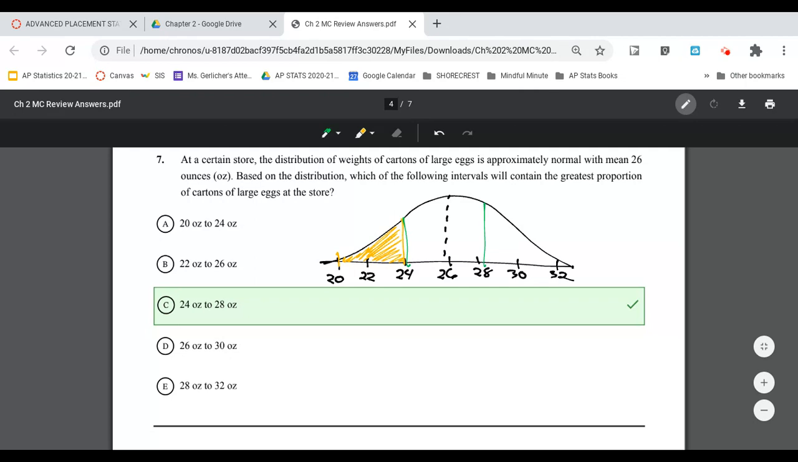Here to here, pretend that's symmetrical. There's a lot more green area than yellow area, right? We can pretend that's accurate, because it's at the higher part of the graph. So conceptually, we need to be at the highest part of the graph that we can in order to encompass more data, in order to encompass more area on our normal curve there. So since it's centered around 26, the interval that is centered around 26 will give us the biggest area. It's the chunk right in the middle. So that would be C.